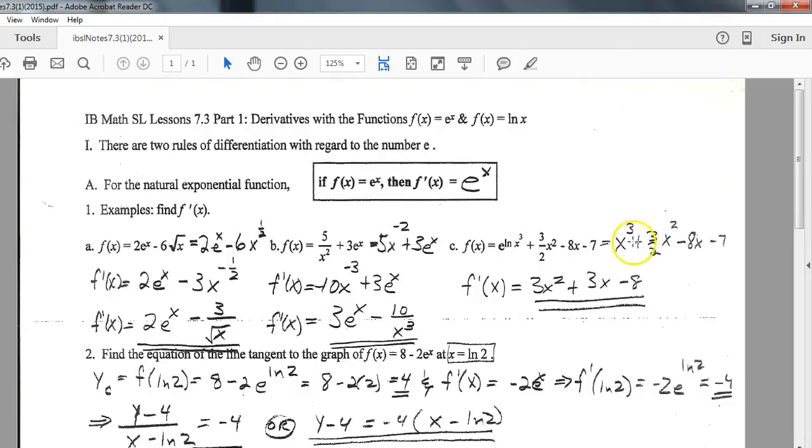So now I can go on down the line, do the power rule. Remember your constants go away when you do derivatives. So here would be the derivative of that function.